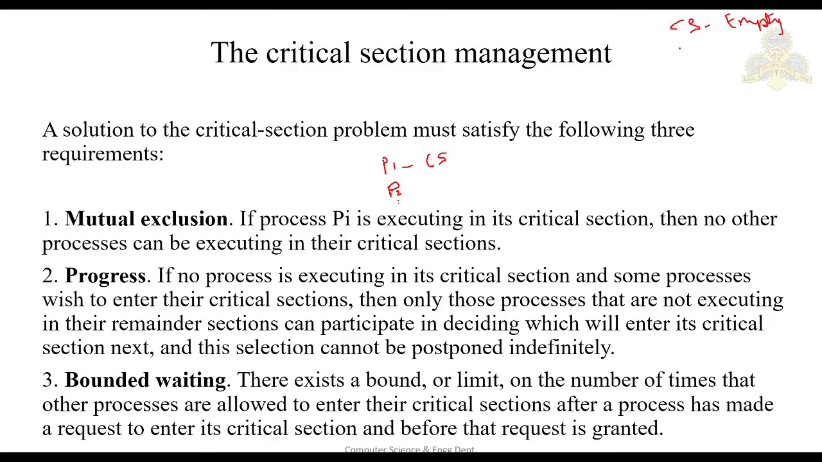Okay, and we have a set of processes P1, P2, something like this. So these processes are waiting to enter their critical section. Now the decision about which process should be allowed to enter the critical section should be decided within a finite amount of time. And again, who will decide it? Only those processes which are not executing in their remainder section can participate in this discussion and choose a process. I'll go back to the diagram.